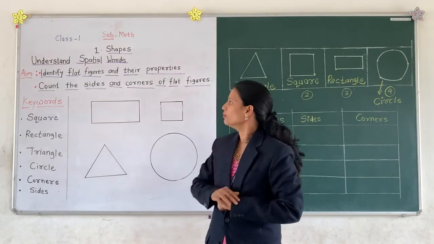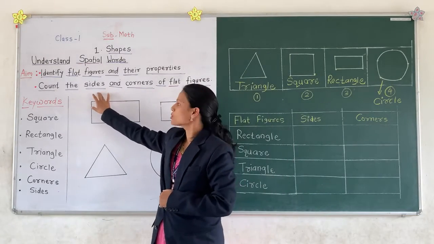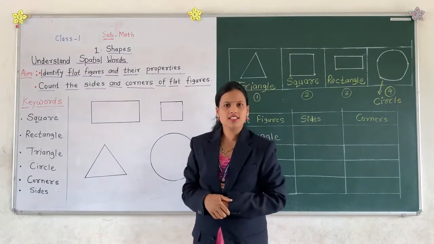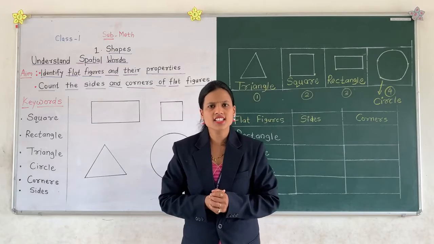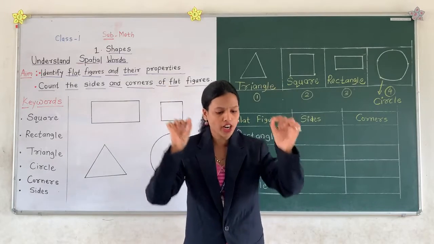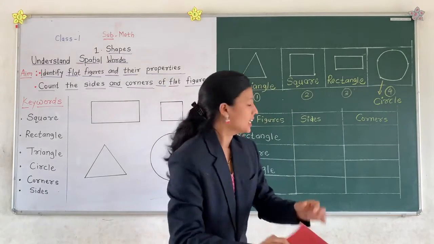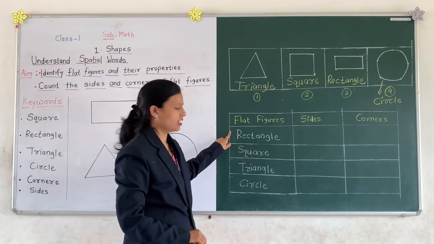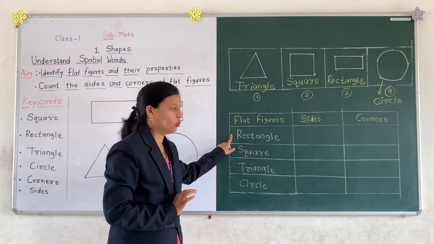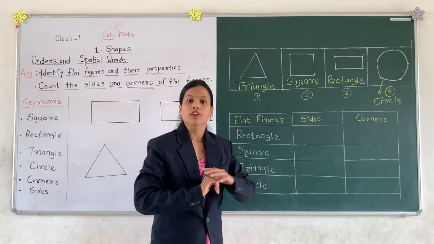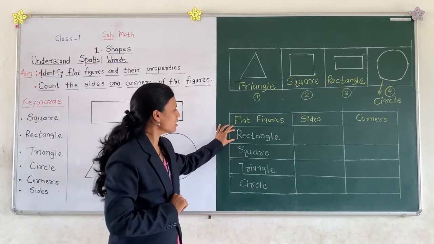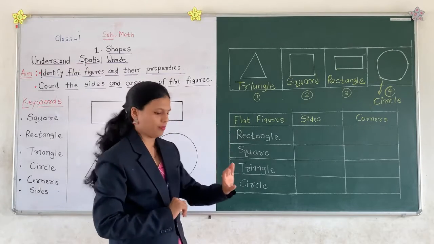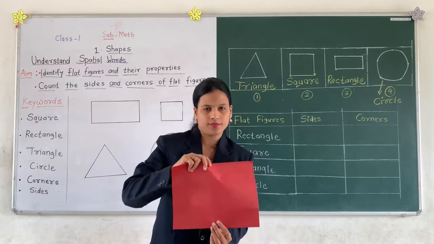Now we will come to our next point, that is count the sides and corners. What are the sides, students? Count the sides and corners. Let us take the example of the first flat figure, rectangle. Now we will count the sides and corners. We will see what are the sides and what are the corners of the rectangle shape. So let us see, students.